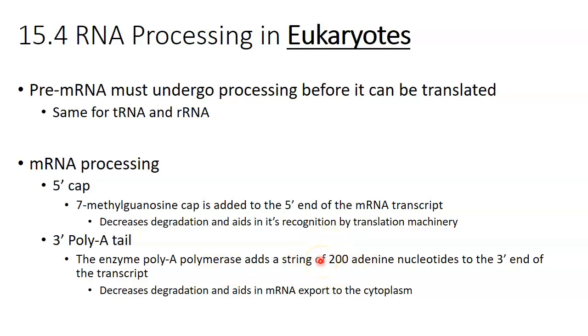Why does that happen? Again, we think it helps to aid in inhibiting degradation of the mRNA molecule, and it also helps the mRNA molecule get out of the nucleus. So remember, anything going in or out of the nucleus has to go through a nuclear pore, and it's relatively difficult to get in or out of that structure. And so this poly A tail, we believe, allows it to get through there with a little bit more ease.